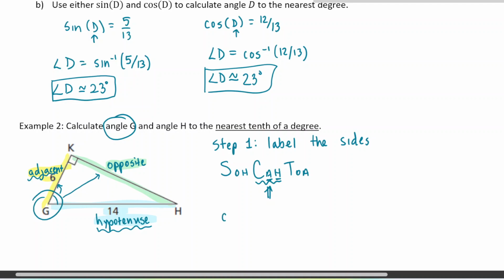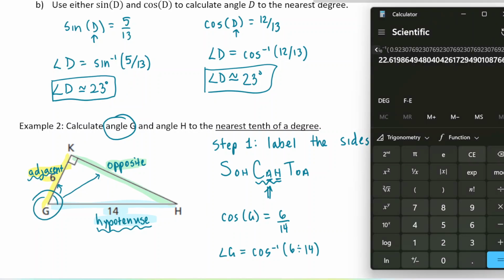So we're going to write this out. Cosine of angle G is adjacent, so 6 over hypotenuse, so 14. And you know the order because it's in SOHCAHTOA. Okay, and then to find angle G, we are just going to type the inverse cosine function into our calculator. So you always use the inverse cosine function when you're finding an angle.